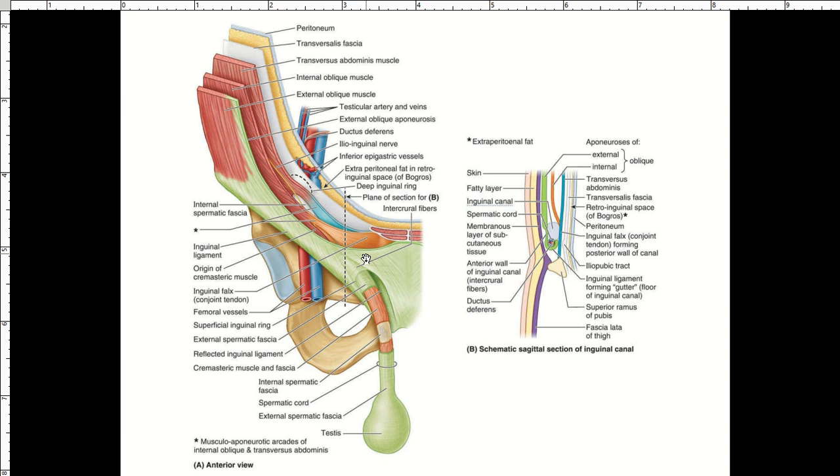basic contents of the inguinal canal. We are going to talk about the spermatic cord in our next video. Don't worry about that one. Basic content of the inguinal canal. What is within this inguinal canal? So in male, let's take a look.